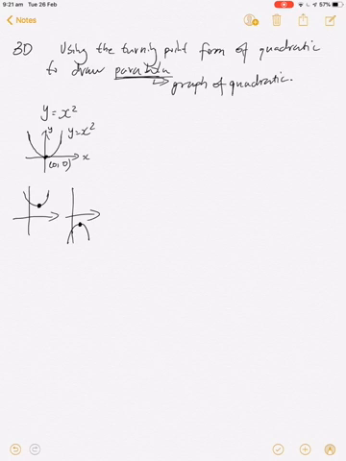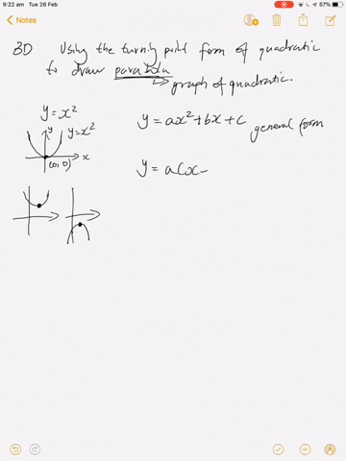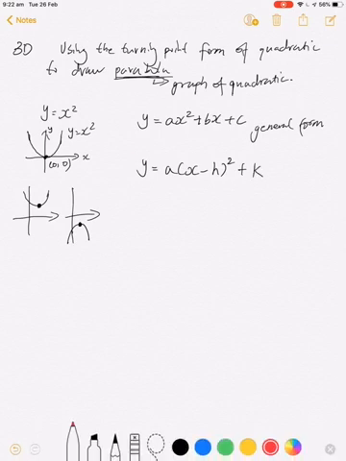Now, in general, a quadratic can be written as ax squared plus bx plus c, and this is the general form. Today we are going to focus on the turning point form, which is another way to write a quadratic function. It looks like a times (x minus h) squared plus k. This is called the turning point form of a quadratic.